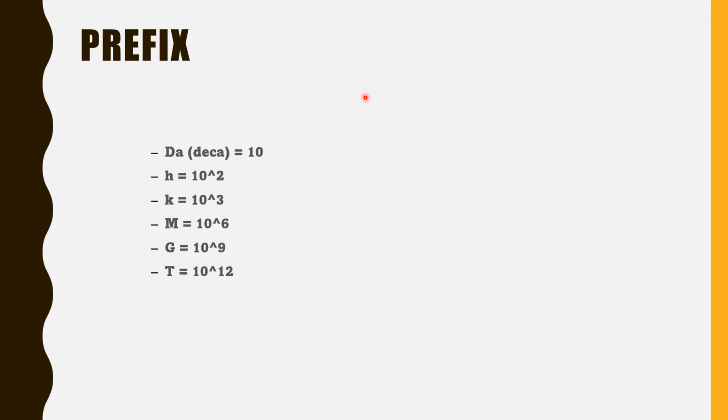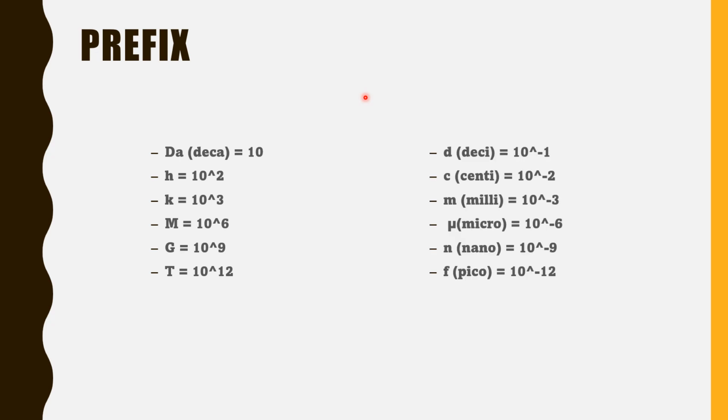Let's understand some prefixes, although I believe everyone knows about this. Deca stands for 10, hecta stands for 100, kilo stands for 1000, mega stands for 10^6, and giga, tera. Similarly, deci, centi, milli, micro, nano, pico. These are some of the prefixes that are basically used.